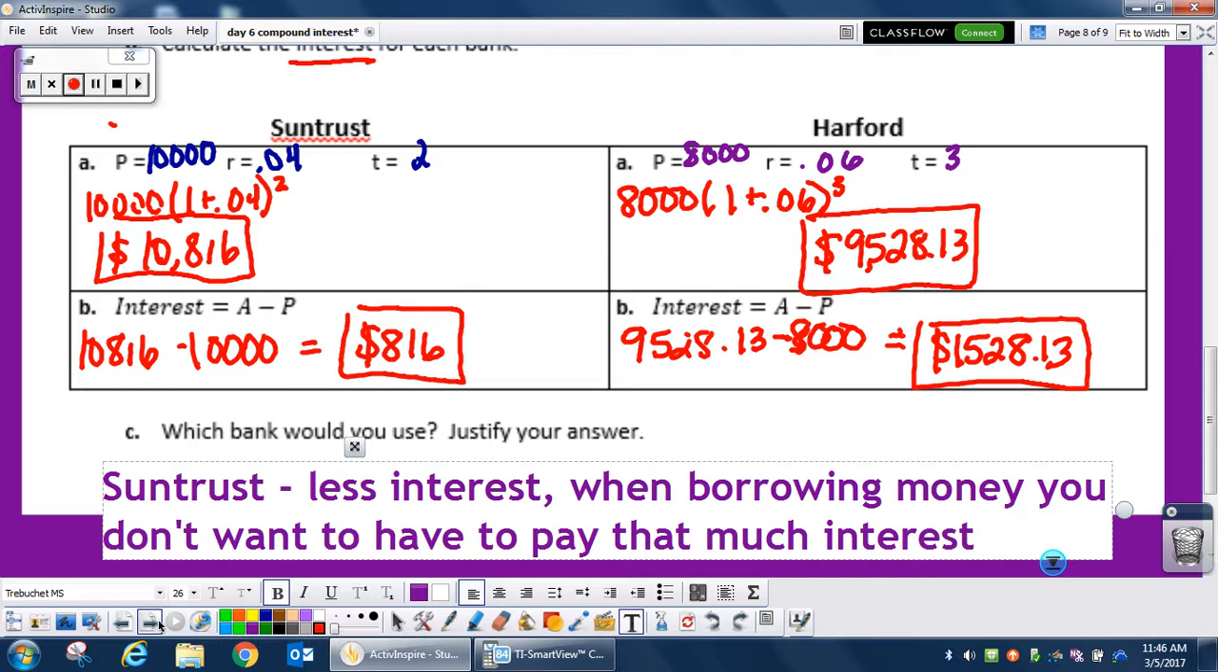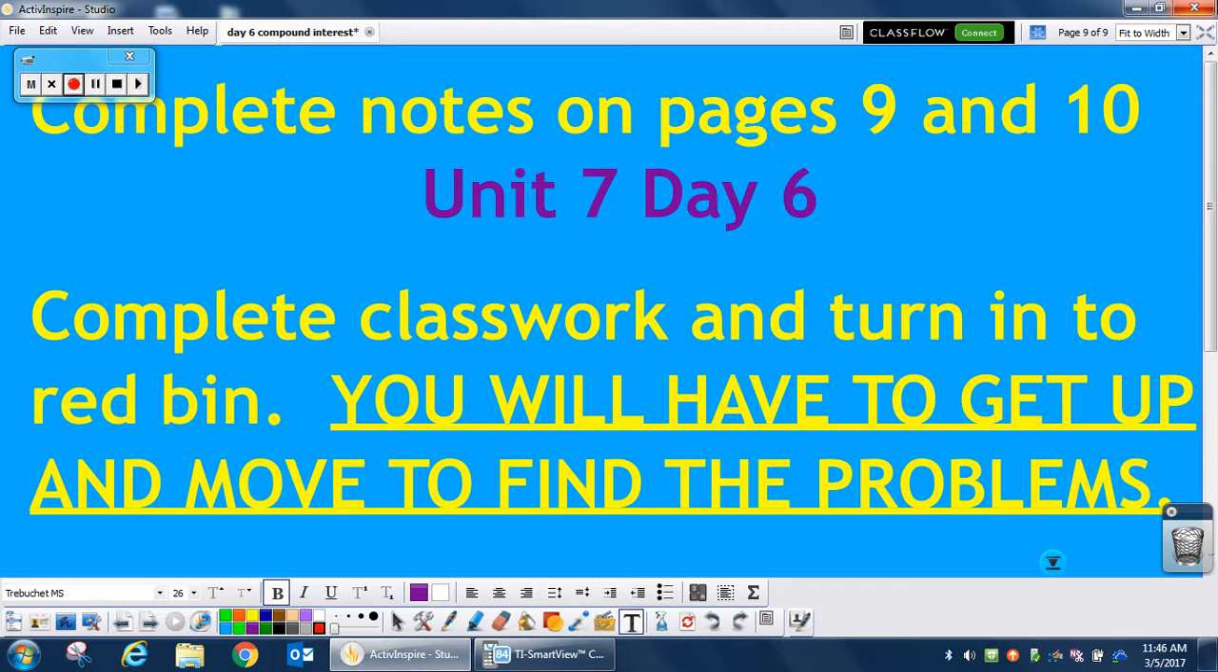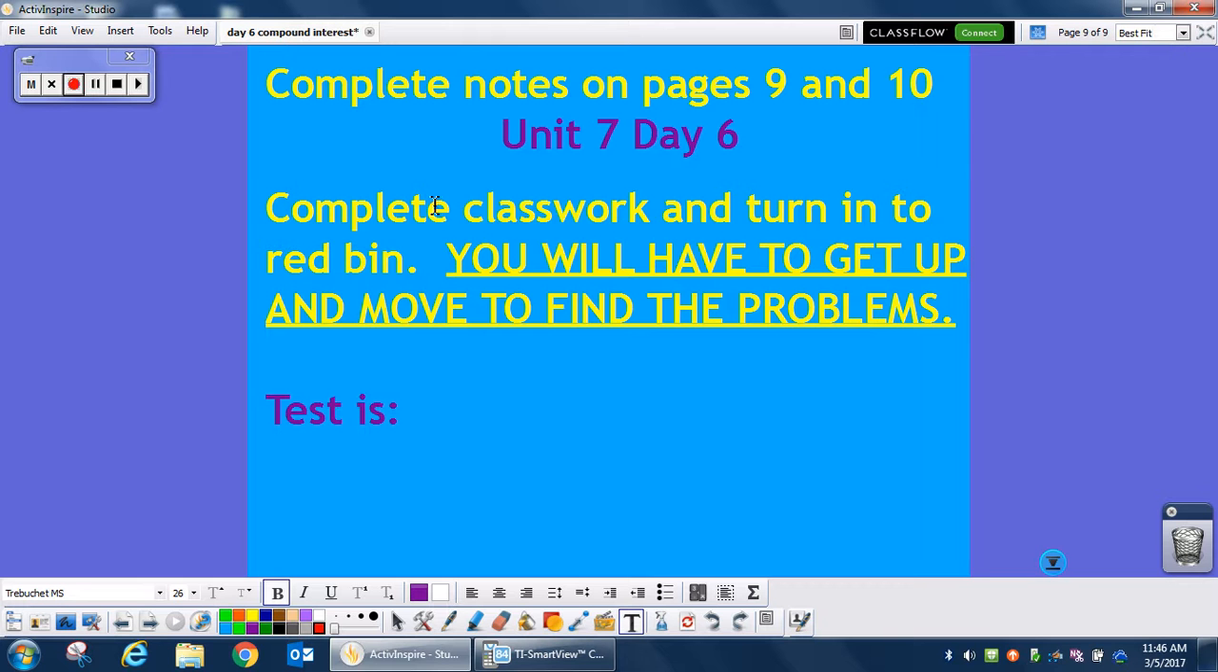Okay? Alright. So your classwork assignment, I made problems around the room today, so you will unfortunately have to get up and move to find the problems. I thought it would be a good idea to burn some calories, get some steps in. So make sure you complete the classwork, and if you don't complete it, make sure you at least write the problem down so you can do it at home. Your test is coming up. You can see what date it is on the board, and then keep on keeping on.